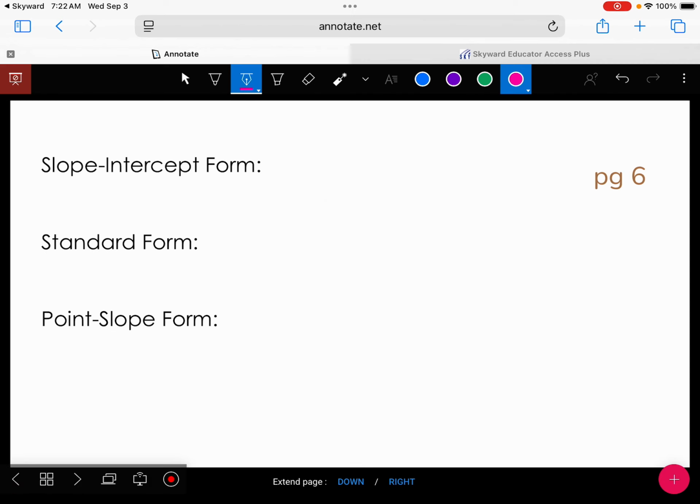So we're going to be in your note packet, page 6. Looks kind of like this. It's page 6. There's a number 6 at the bottom corner. Okay, just double checking before I start working.